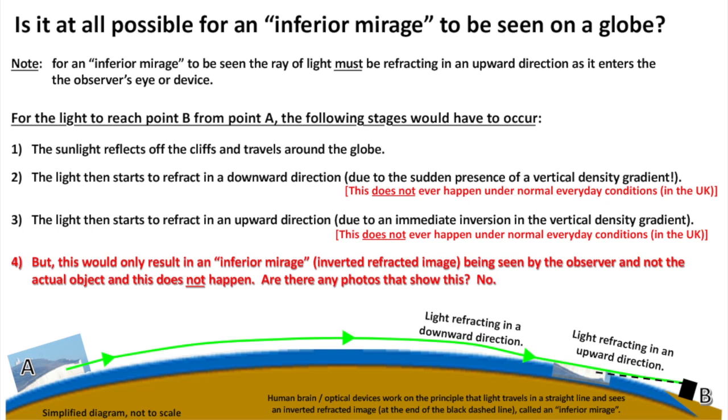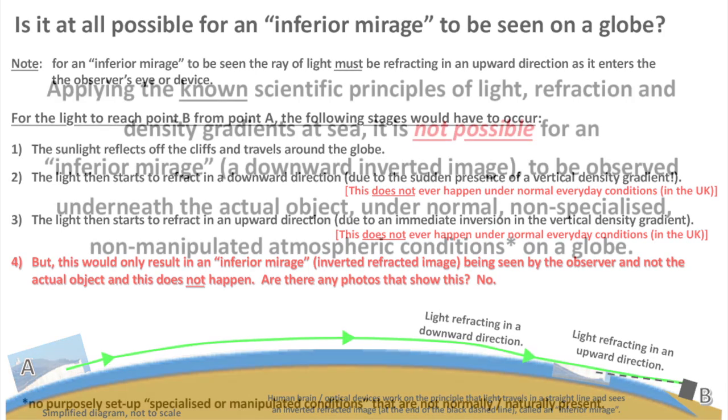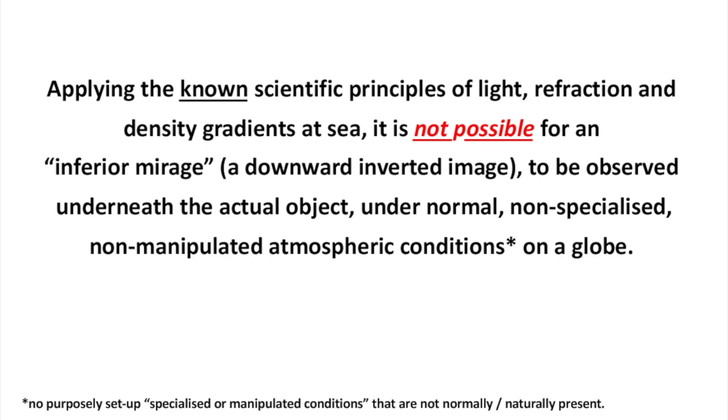4. But this would only result in an inferior mirage, an inverted refracted image, being seen by the observer and not the actual object, and this does not happen. Are there any photos that show this? No. Applying the known scientific principles of light, refraction, and density gradients at sea, it is not possible for an inferior mirage, a downward inverted image, to be observed underneath the actual object under normal, non-specialized, non-manipulated atmospheric conditions on a globe. No purposely set up, specialized, or manipulated conditions that are not normally, naturally present.